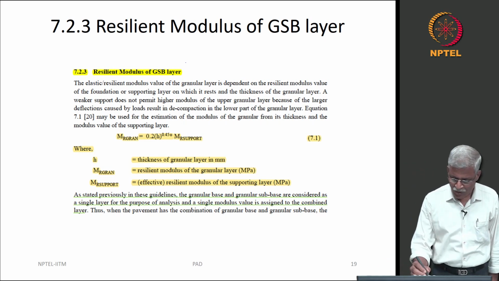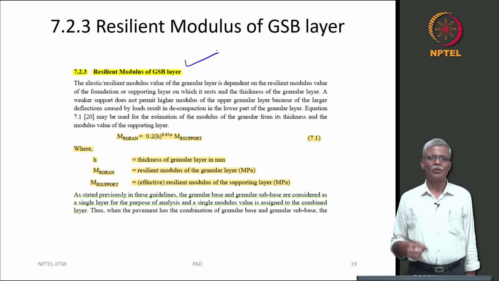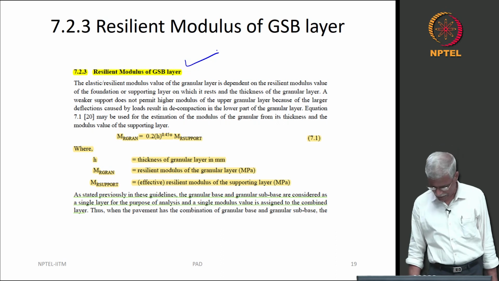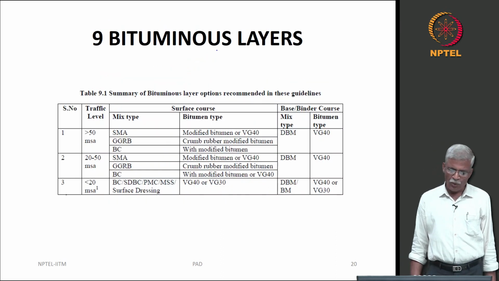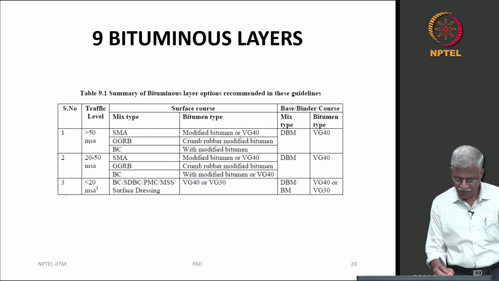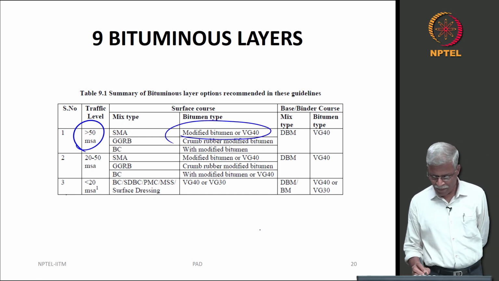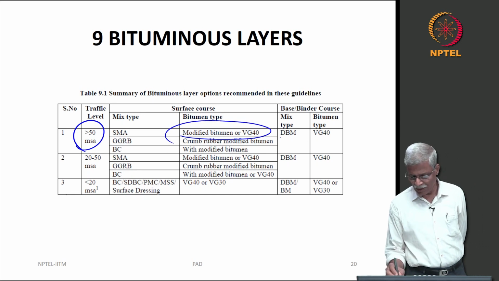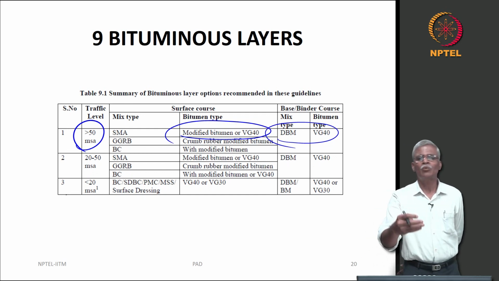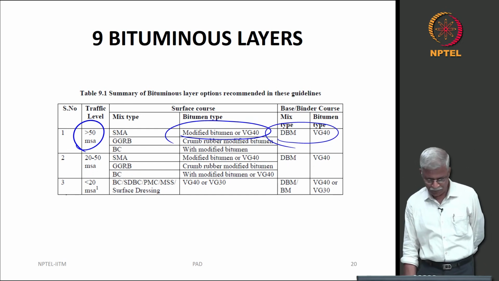So, there is a resilient modulus of the GSB layer. The expressions are given here. This would have been discussed in detail. They are also available as part of IRC 37. You can take a look at it. So, you can do that, and then now come to the bituminous layer. Now, IRC basically says if it is above 50 MSA, you should use modified bitumen or VG40, and these are some of the mixes that you are expected to use here. So, this is more about layer combinations and so on, what they really want you to do.